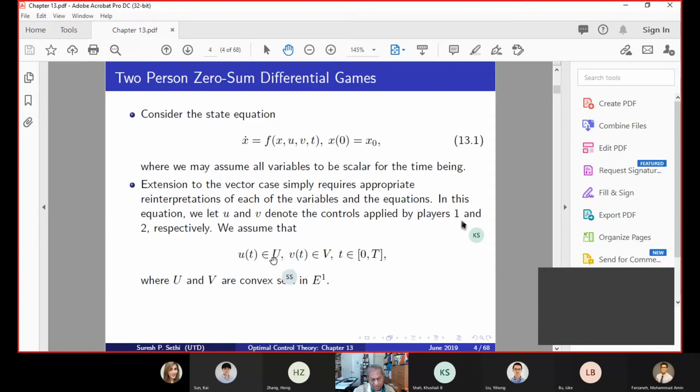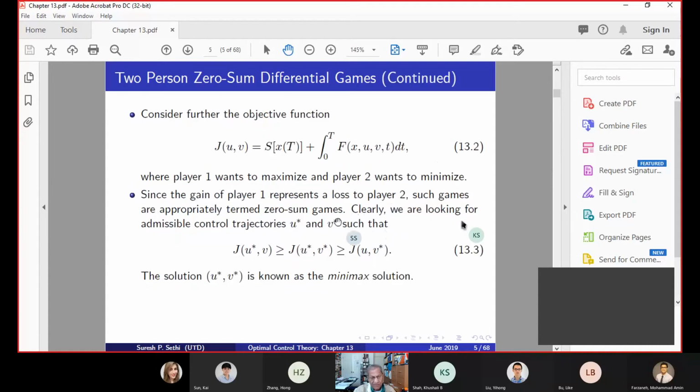U and V belong to some sets, U and V, which are convex sets. Standard formulation here. Here is the first part that makes these games. We have an objective function, which is given by this. So we have a salvage value function and an integral from 0 to T. This is the same as our chapter 2, 3, or 4, except that now I have a V. Instead of just U, we have a U and a V. And what happens in a zero-sum game is that player one wants to maximize, and player two wants to minimize. So because one wants to maximize and one wants to minimize, the sum of those two objective functions will be 0. And that's why these games are called zero-sum differential games, because the sum of the two objective functions is 0.